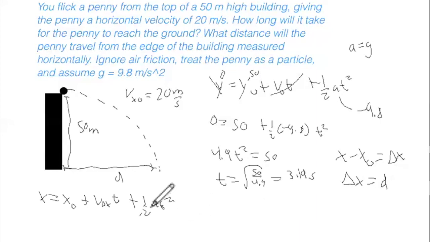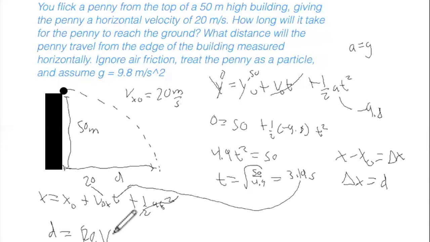And you know that there's no acceleration given to the penny, it's only given an initial velocity. So we know this term is going to cancel out. This is going to be the time that we solved for as the first unknown, right? Bring that over, and we know that the initial velocity given to the penny is 20 meters per second. So d is going to be 20 meters per second times time, 3.19. So d is going to be 63.9 meters. All right.